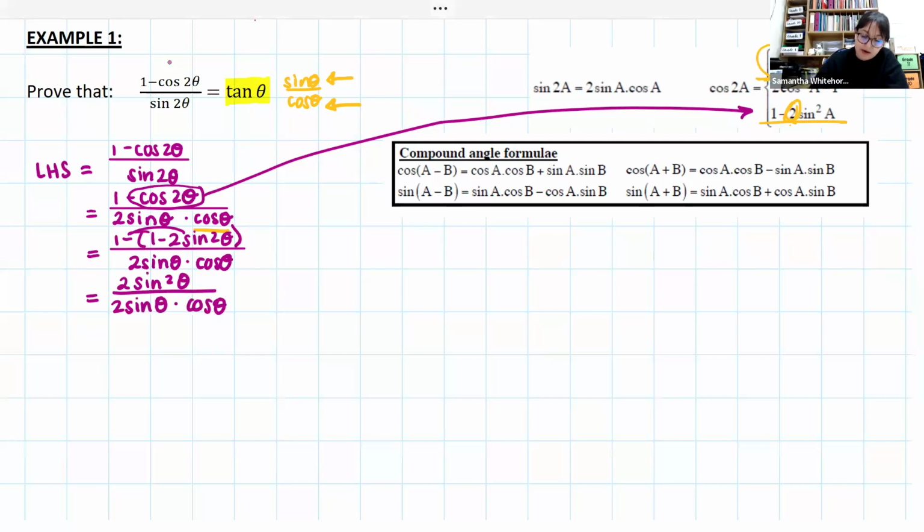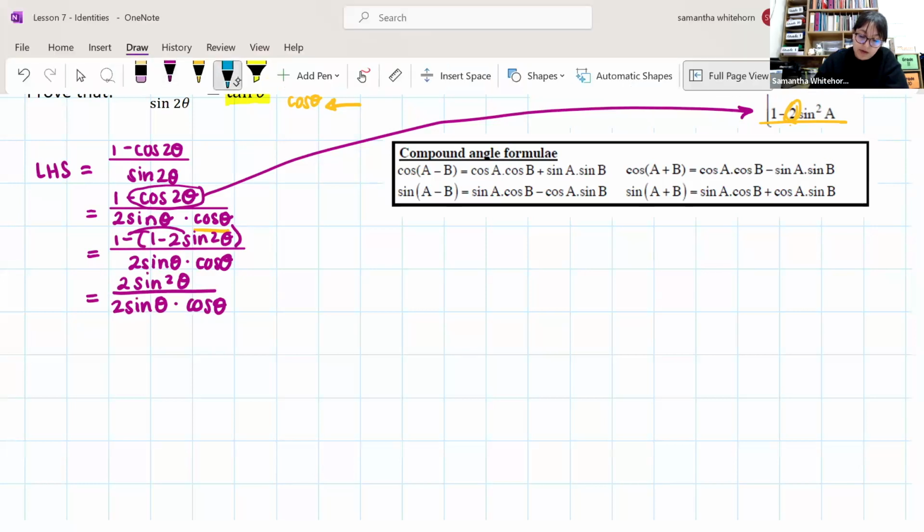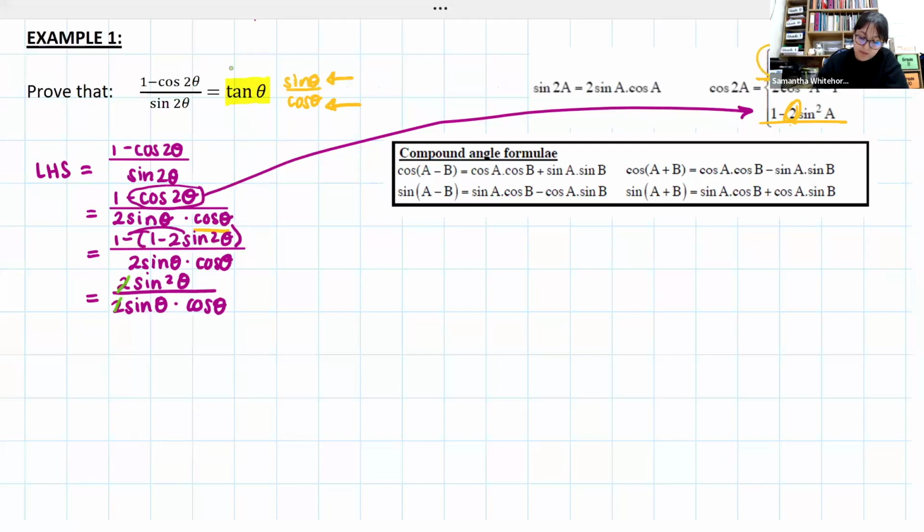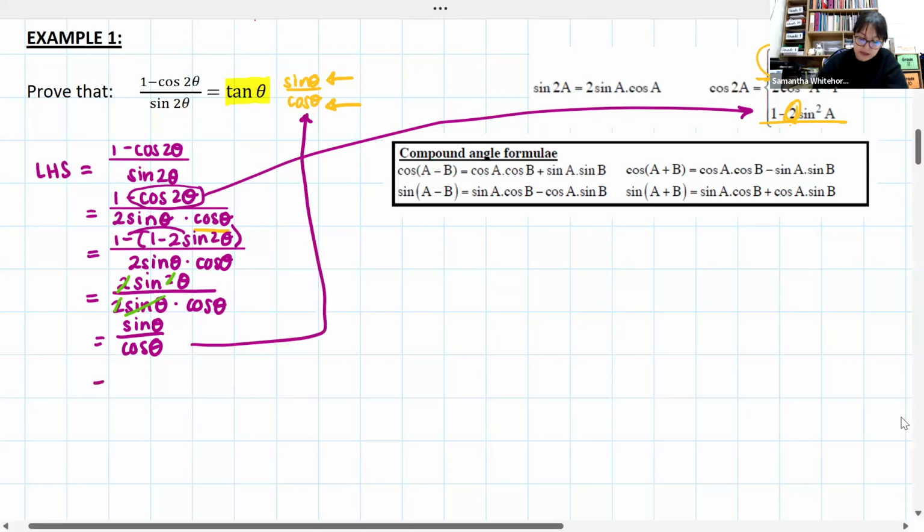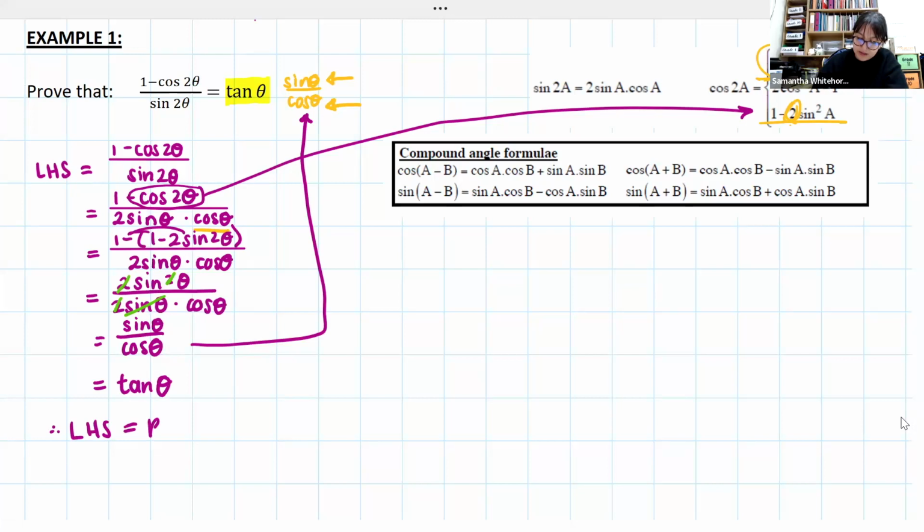And we can simplify. So what ends up happening is we are able to divide the 2's away. 2 divided by 2 is 1. 1 sine theta can divide with the sine theta in my numerator and my denominator, leaving me with sine theta in my numerator, cos theta in my denominator. Now remember, we said that that is the tan identity. So this can be written as tan theta. And so what we've proven is that the left-hand side is equal to the right-hand side.